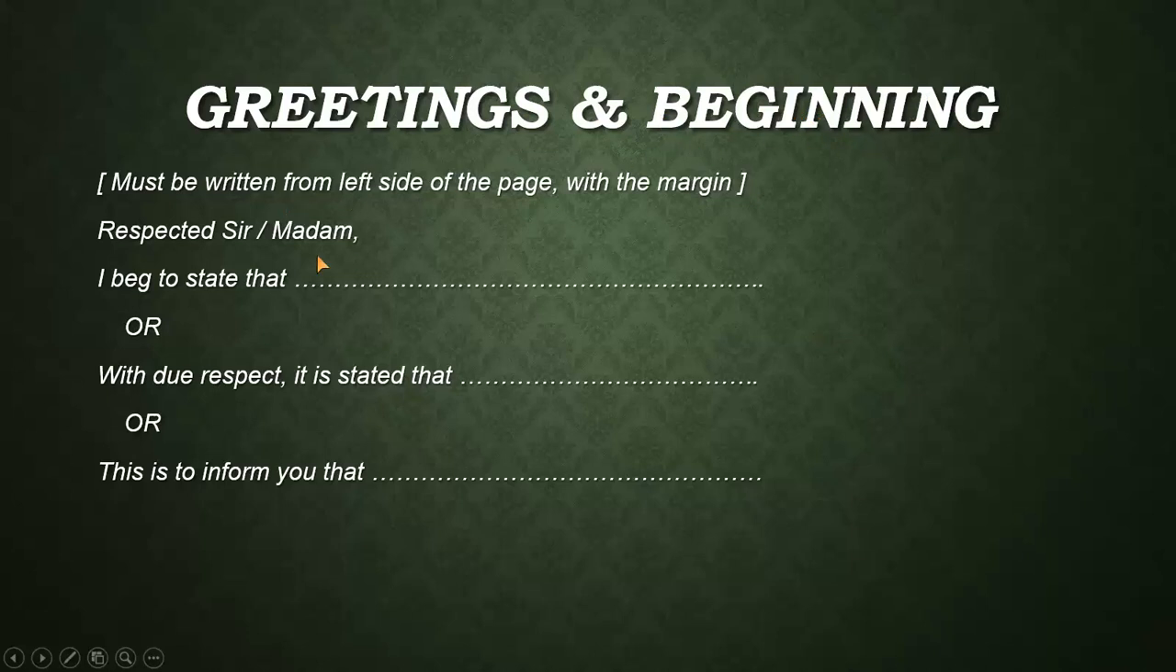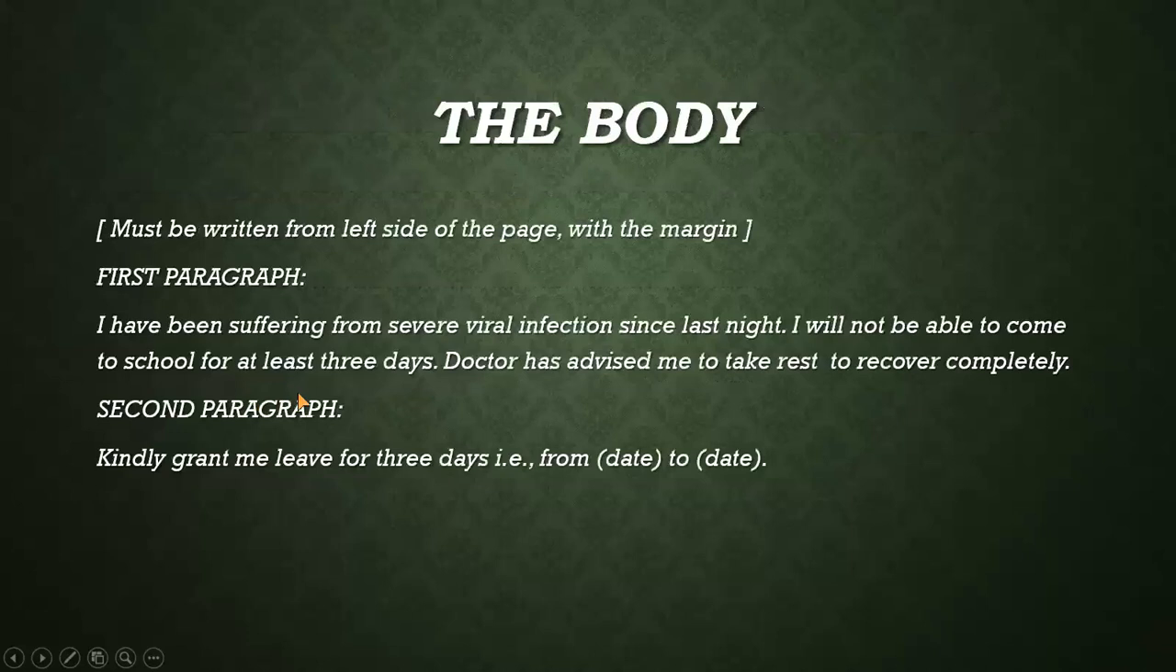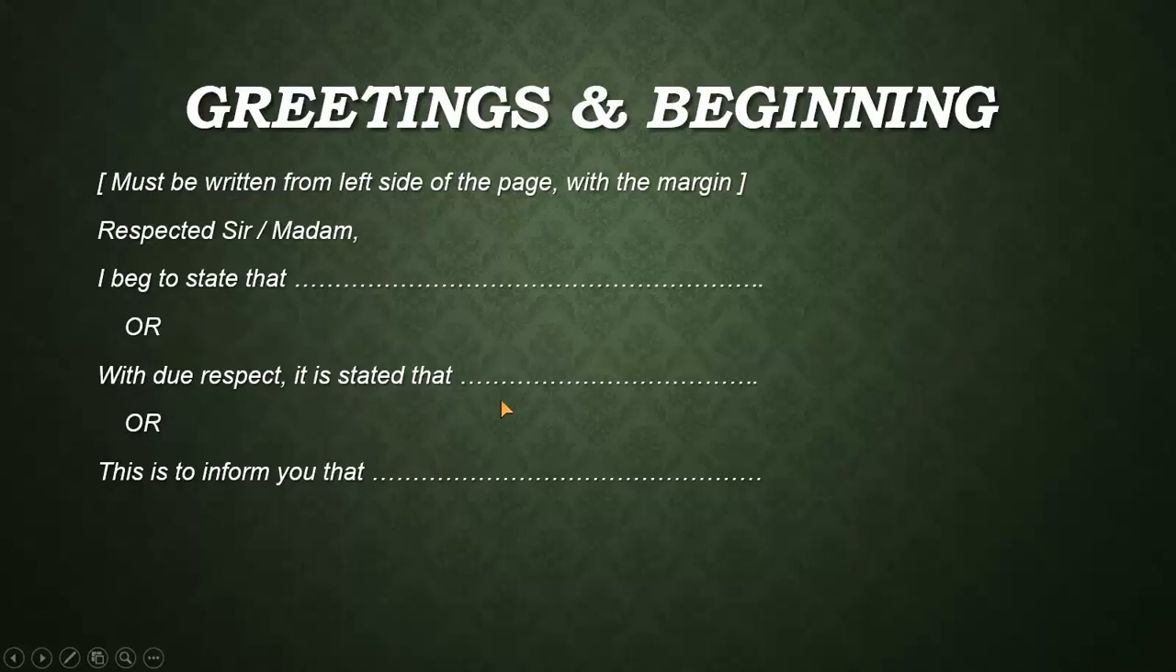Then we come to another part of the application, that is the beginning. It is the fourth step of the application. Now "I beg to state that" with a dotted line. It is just the beginning, how you start the application. There are some more options which I have given here. "With due respect, comma, it is stated that", again with the dotted line. The dotted line shows that the statement is still continued, but it is just the beginning which I am showing you here and here, and I have given you 3 options.